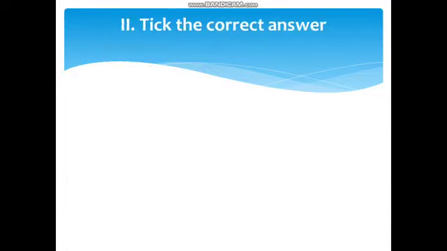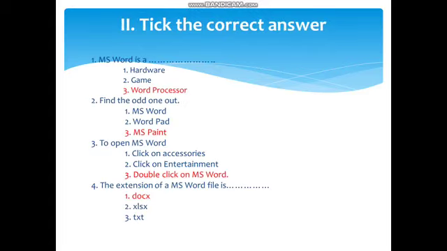Next is, choose the correct answer. Tick the correct answer. The options are given. From the given options, you have to tick the correct one. MS Word is a word processor. And find the odd one out: Microsoft Word, WordPad, MS Paint. The other two, MS Word and WordPad, are word processors. MS Paint is a digital painting program. So the odd one out is MS Paint. To open MS Word, you have to double click on the MS Word icon. Note the steps we are following.